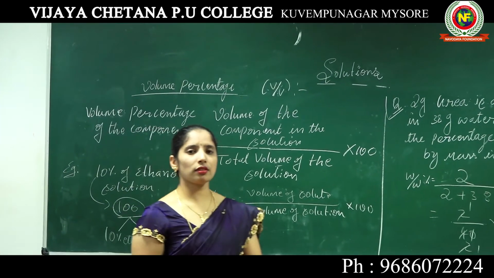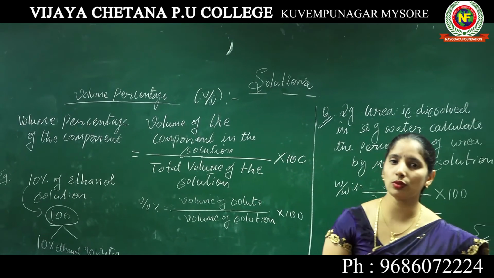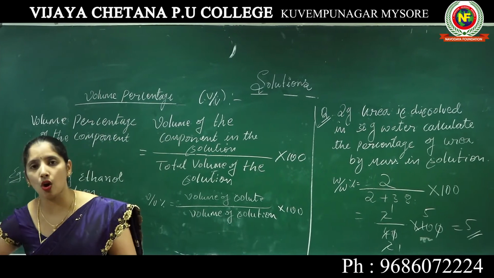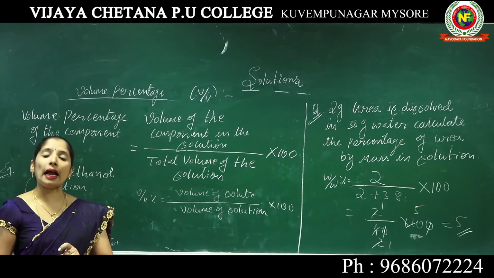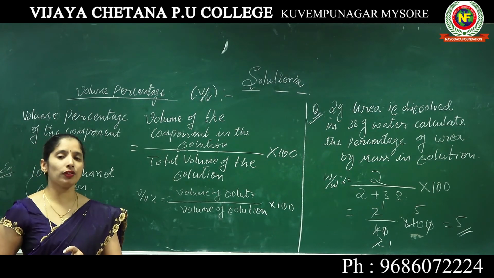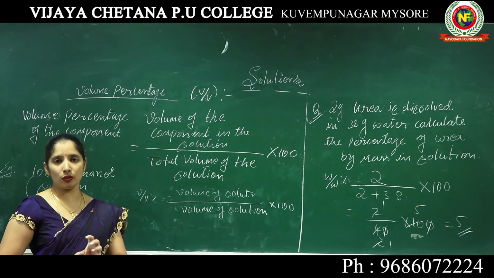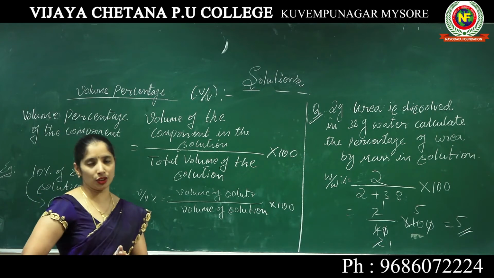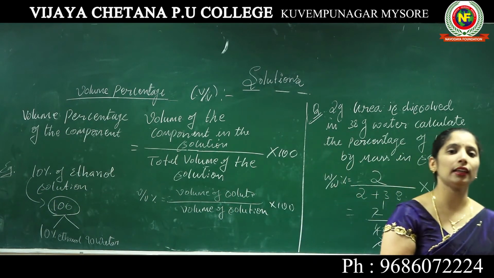The volume percentage is mainly used with ethylene glycol. Ethylene glycol is one of the anti-freezers. We call it an anti-freezer, and it is mainly used to cool things down. Mainly we use these anti-freezers in cars to cool the engines. To cool the engines, we use this ethylene glycol.